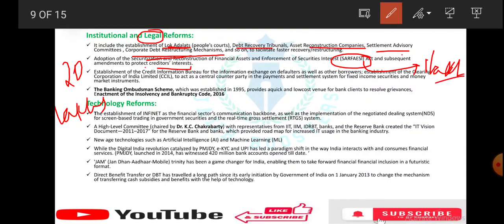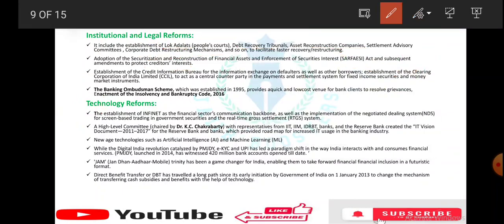Next, establishment of the Credit Information Bureau for credit information, and also CCIL to act as a central counterparty. Next, the banking ombudsman scheme: if a person is unsatisfied with the bank's reply, then he can complain to the banking ombudsman. Bank clients can resolve grievances this way. There is also the enactment of the Insolvency and Bankruptcy Code. These are the legal and institutional frameworks.